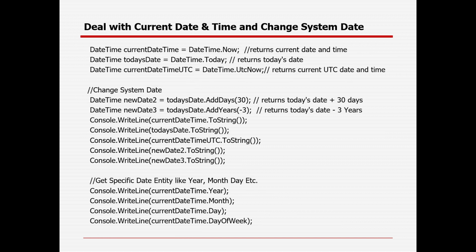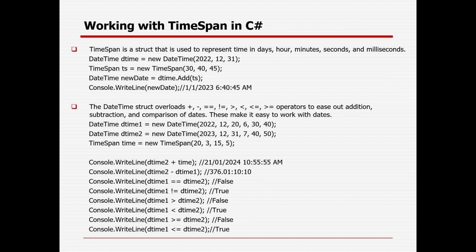You can get your system default time with the help of Now. You can get only today's date, but the time will be midnight 12. You can get the UTC time. You can change your calendar date after adding or reducing days, month, year, second, all this stuff. You can get specific date entities in different formats, only year, month, date. After that you can create an object or instance of the TimeSpan structure, add it to the date and time, then get your desired date and time.